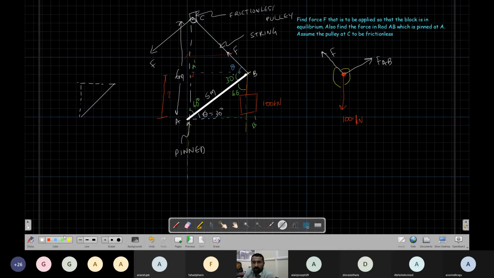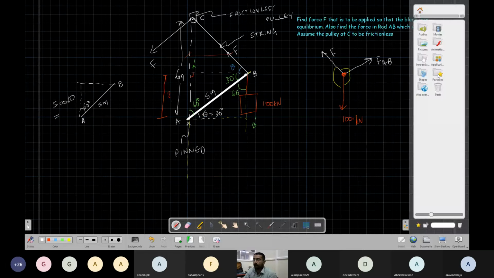Now this is A, this is B, and this is 5 meters, as I told you. This is 60 degrees. Now, if this is 5 meters, what will be this height? This will be 5 cos 60. What is 5 cos 60? It is 2.5. 5 cos 60 is half.